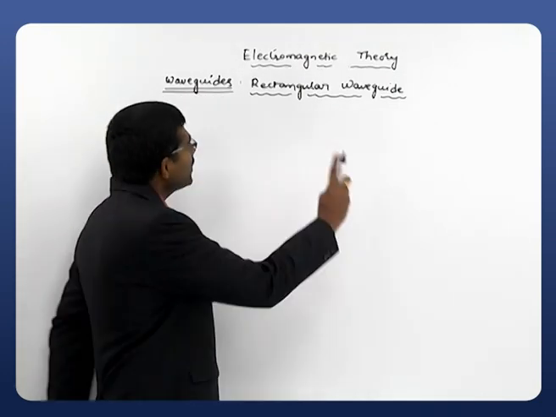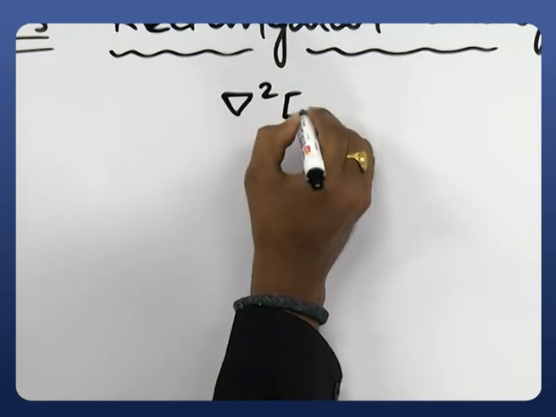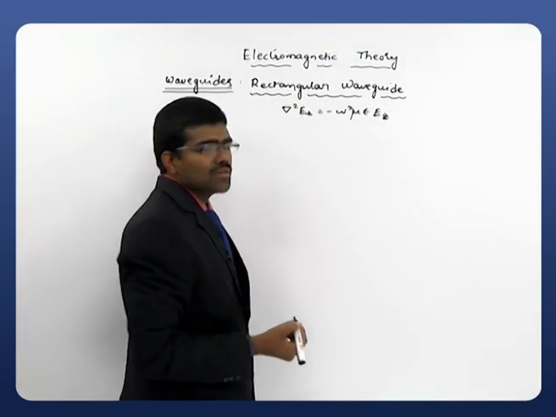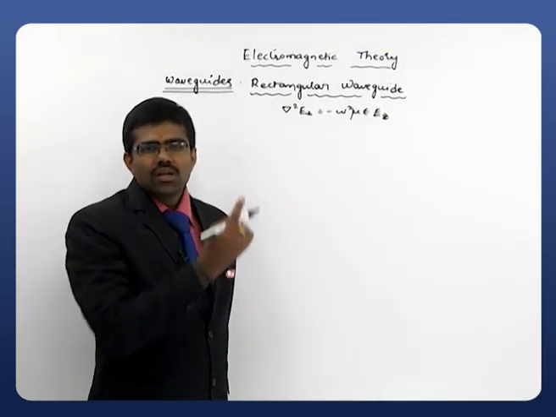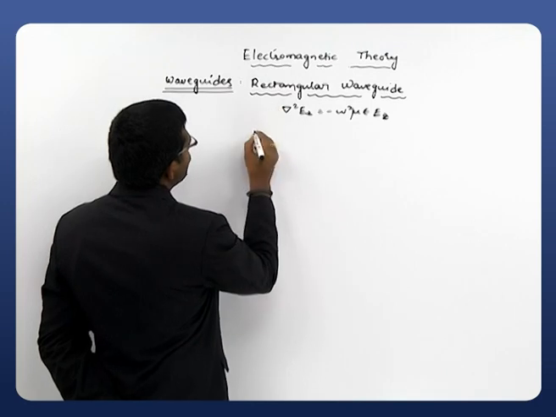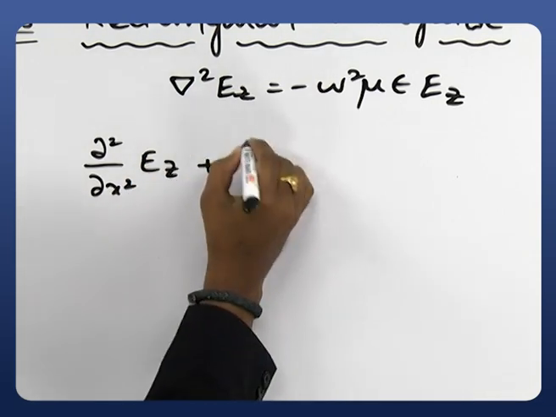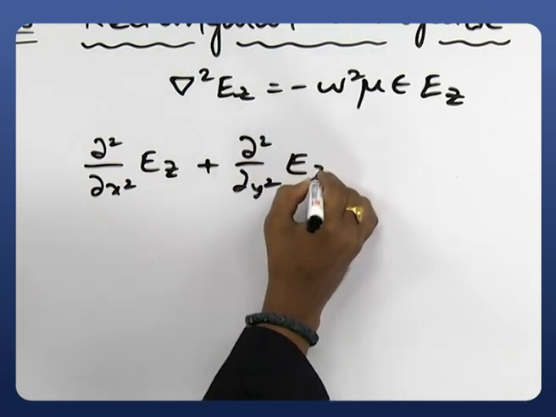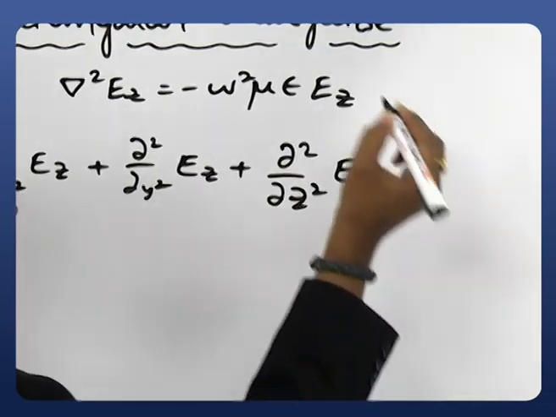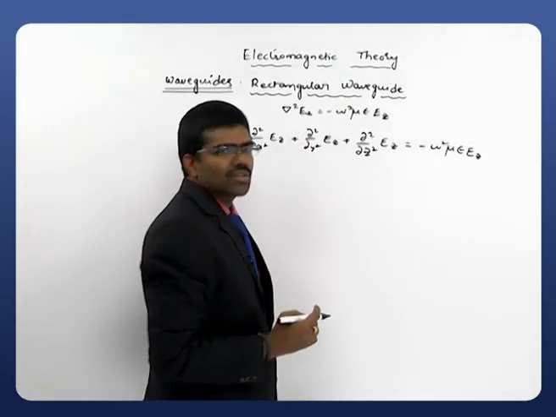So I will give you the solution for Ez in brief, right. Let us consider the Helmholtz equation meant for our Ez, that is del square Ez is equal to minus omega square mu epsilon Ez. This is the Helmholtz equation that we have. Now you have to expand this equation, simplify it and get the solution. For that, expand del square: dou square by dou x square Ez plus dou square by dou y square Ez plus dou square by dou z square Ez, which is equal to minus omega square mu epsilon Ez. This is the term that we have, right.